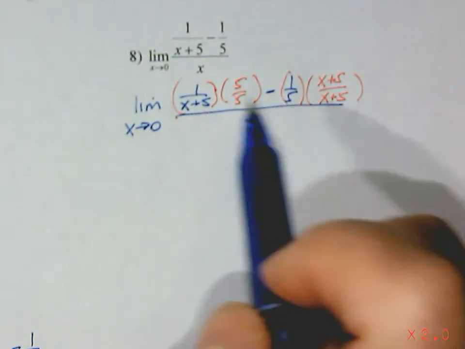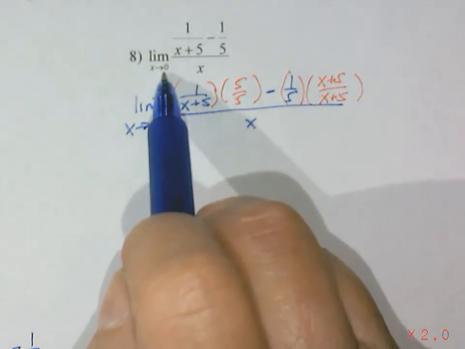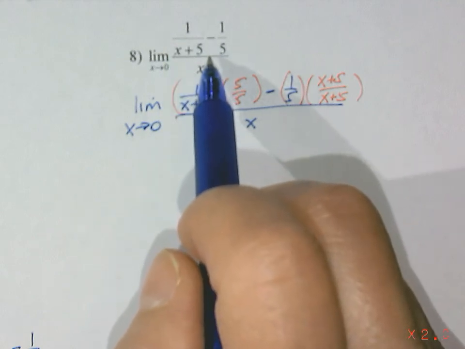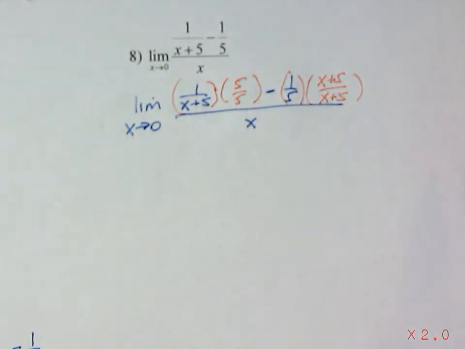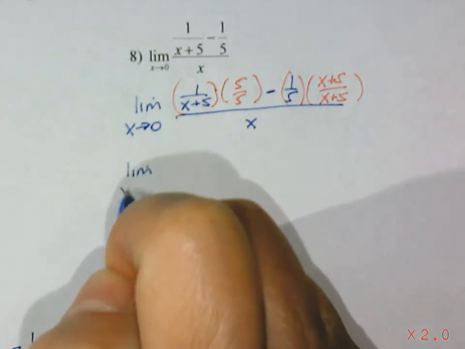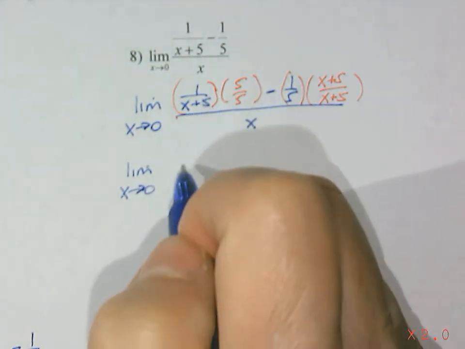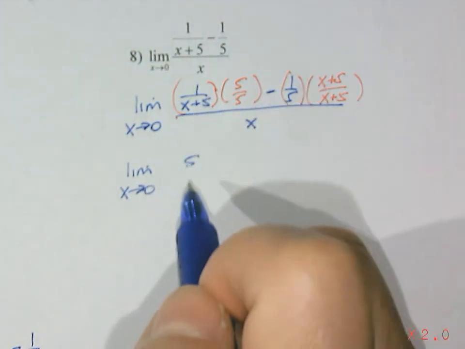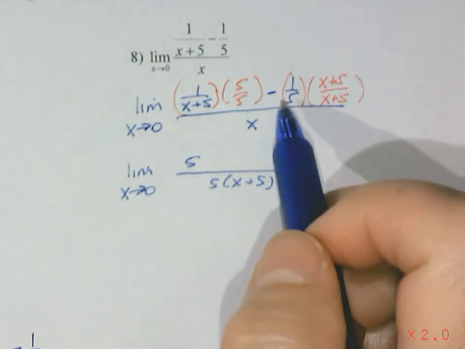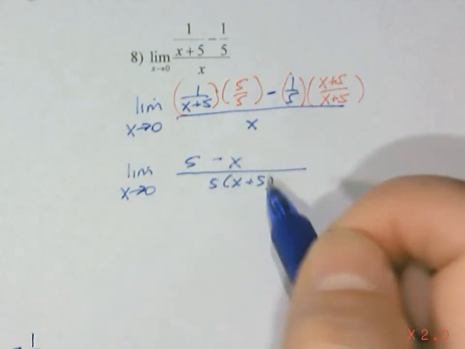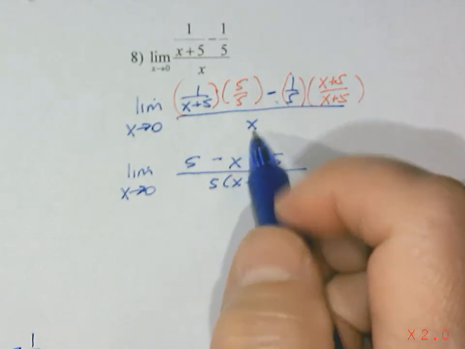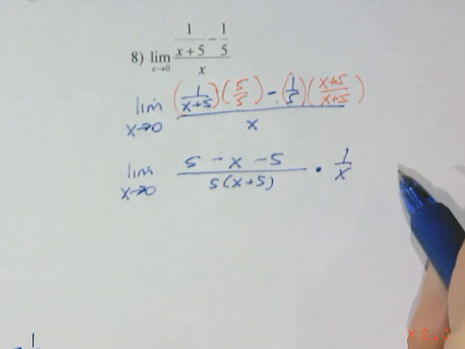Well, I should have mentioned also, what I should first do is put a 0 in for x. If I put a 0 in for x, I get 1/5 minus 1/5 in the numerator, which is 0, and 0 in the denominator. So this is why I'm doing this technique. Then I'd have the limit as x approaches 0. 1 times 5 is 5. My denominator is 5 multiplied by x plus 5. Minus 1 times x is going to be minus x. Minus 1 times 5 would be minus 5. And remember, I'm dividing by x, so I'm multiplying by 1 over x.